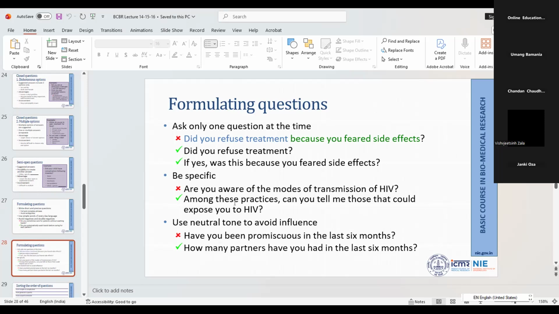Then use a neutral tone to avoid influence. Sometimes the data collector or the investigator becomes judgmental. So avoid being judgmental here. For example, asking a participant a question like, have you been promiscuous in the last 6 months? This is not a good way. It is better to ask, how many partners have you had in the last 6 months? If we are asking about HIV transmission.